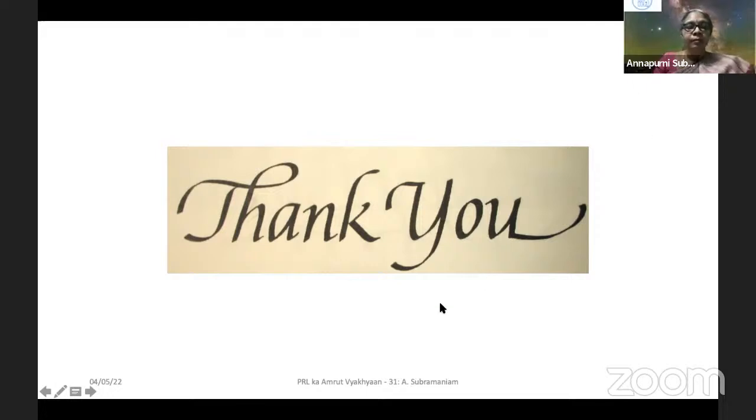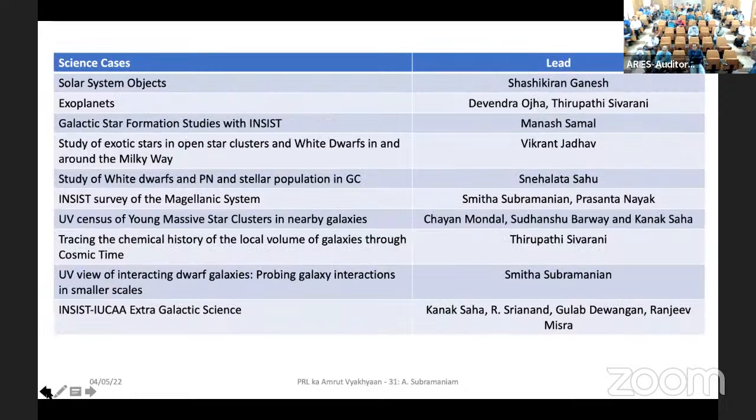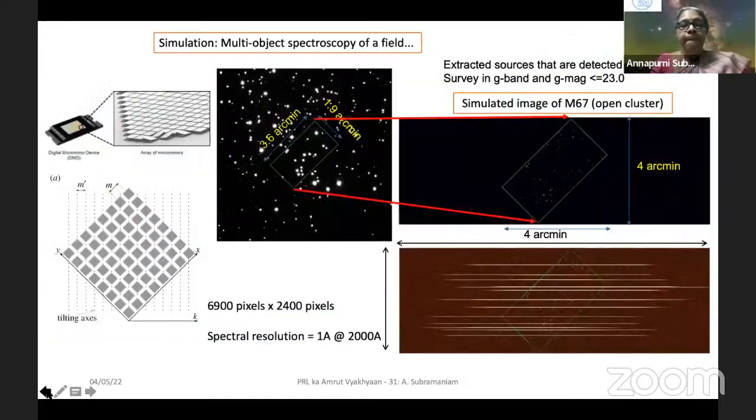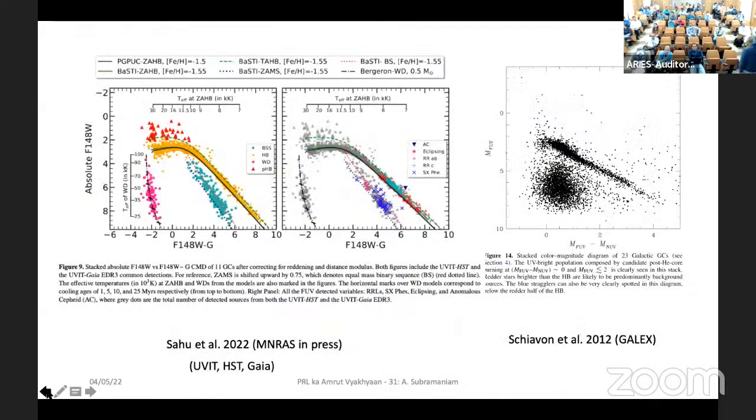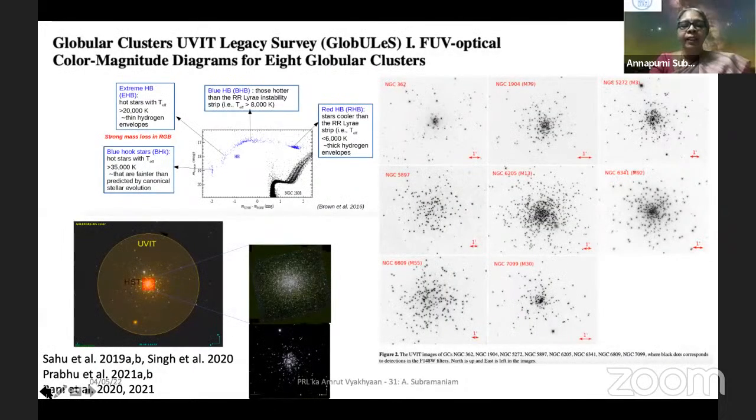Devendra Ojha: Yeah, so I just have one question about these globular clusters. When you go to INSIST, have you done some simulations? What kind of new populations can you expect to detect, or what extra information will come? I think you're asking what extra information will come from INSIST, right? Yes. Okay, so I hope you can see the slide.